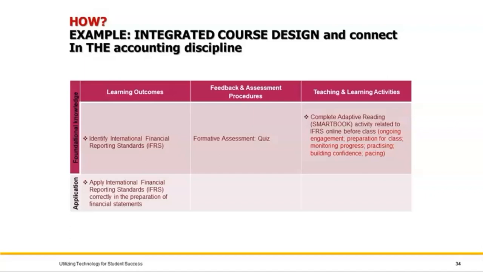You can design it in a way that students have to complete the adaptive reading SmartBook activity related to this before the class, whether it's online or a contact class. They engage with it before they have contact with you or the tutor. What does this do? Remember the previous slide where we looked at the advantages for students? Ongoing engagement, they prepare for class, they monitor their own progress, they practice, they build their confidence, and you help them to pace themselves. And this is particularly important in our COVID situation.